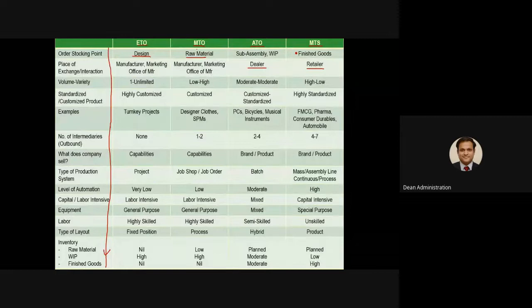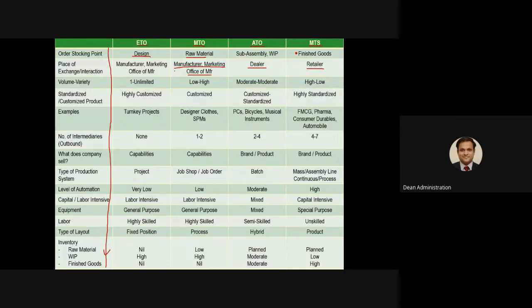Where do you go for make to order? You actually have to go to the manufacturer, and the marketing office of the manufacturer. That is where you're going to place the order, because then the manufacturer is going to understand what your requirements are, tell what his constraints are, and then you can go ahead and give the order.